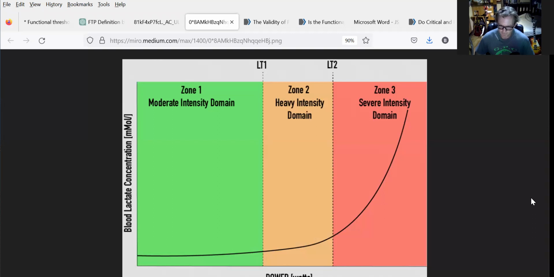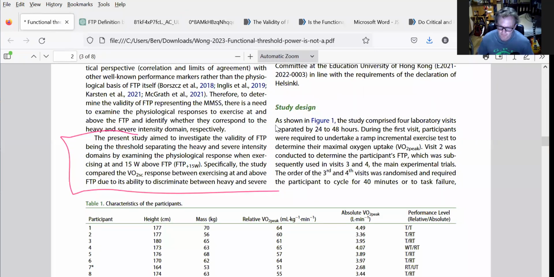Zone 2 is the high intensity domain. So that's between lactate thresholds 1 and 2. And then lactate threshold 2 and above, that's our severe or our zone 3. So this is where lactate is now increasing at a rate that it cannot be cleared from the body. These terms get thrown around interchangeably and it does get confusing, and I apologize, and I'll try and keep it as straight down the line as I can.